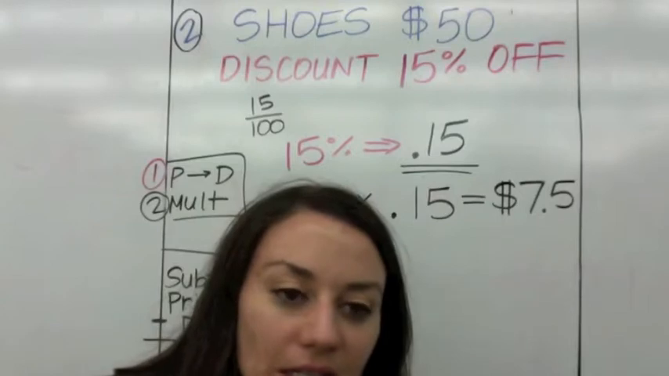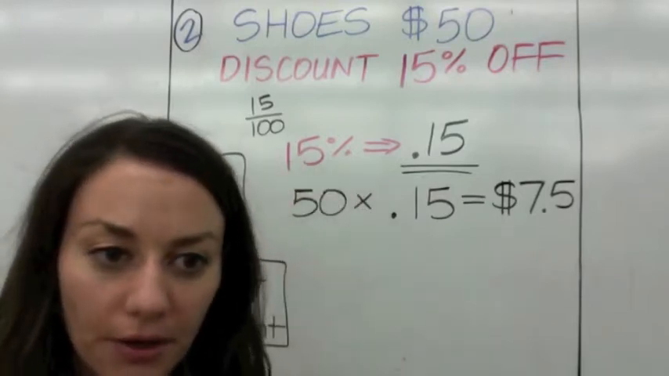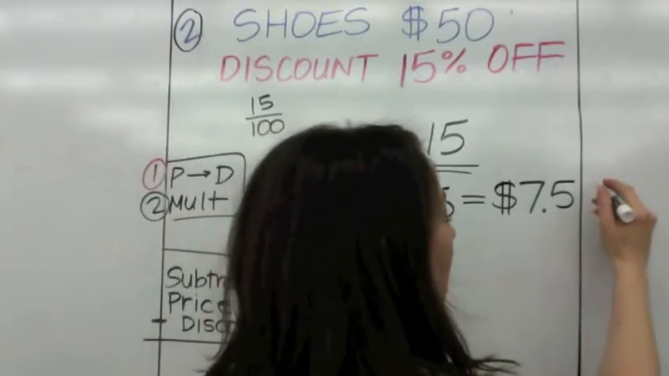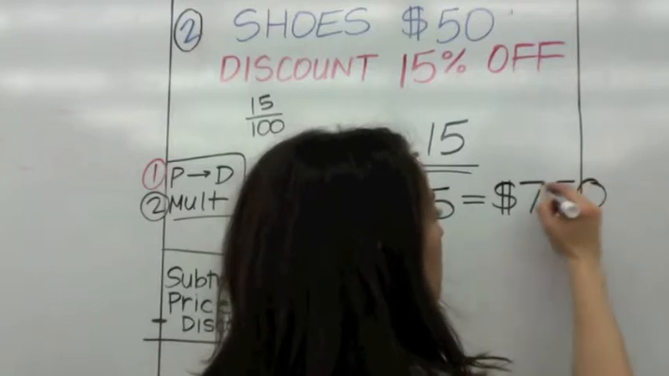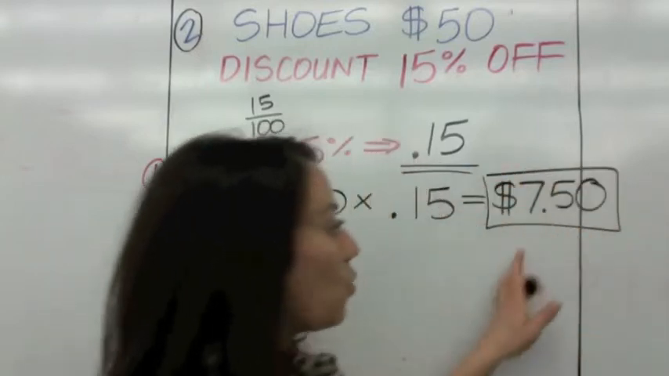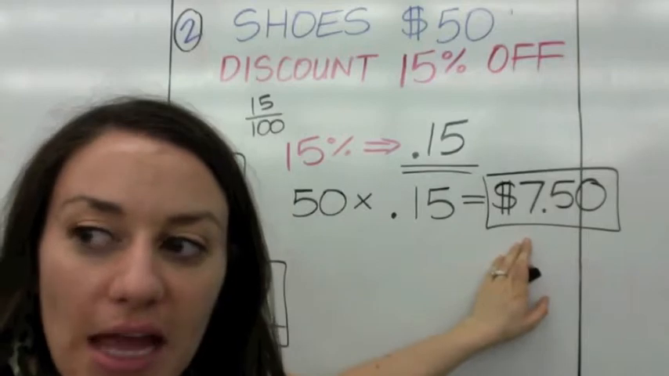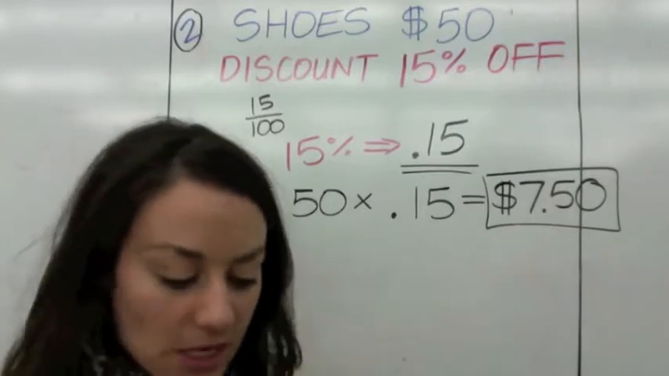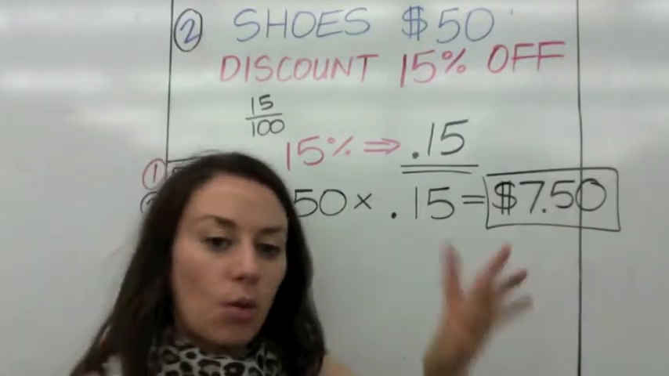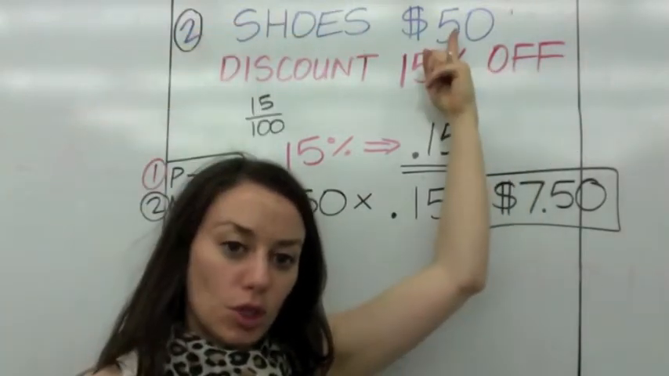7.5, right? Well, what's half of a dollar? Half of a dollar is what? How many quarters? 50 cents. So the discount is what? Say $7.50. Good. If that's the discount, we're going to take that off of the original price.